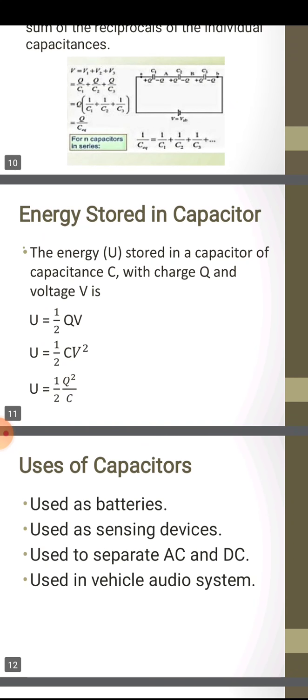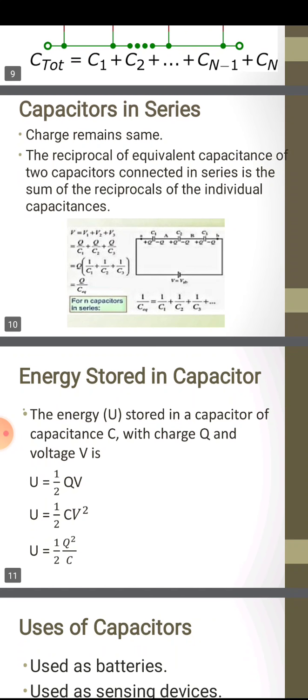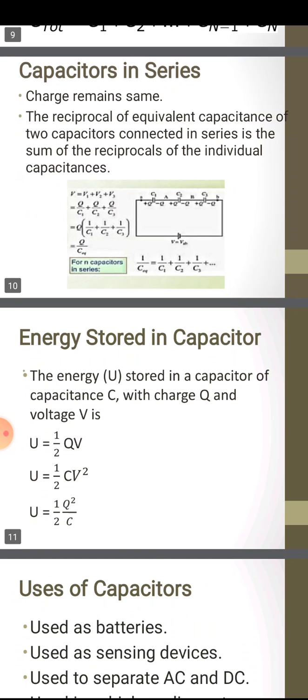Capacitors this way can be joined in series and parallel mode.